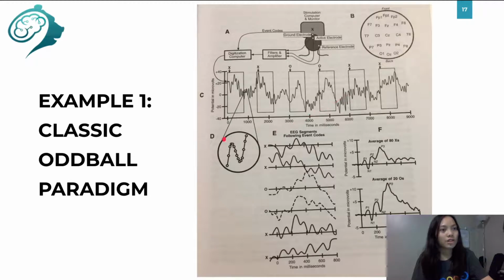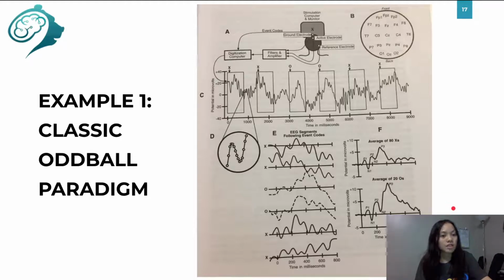Figure D is a blow-up of one small period of time, showing that the continuous voltage was converted into a discrete set of samples for storage on a computer. At the end of the recording session, we perform a simple signal averaging procedure to extract the ERP waveform elicited by the X's and the ERP waveform elicited by the O's.